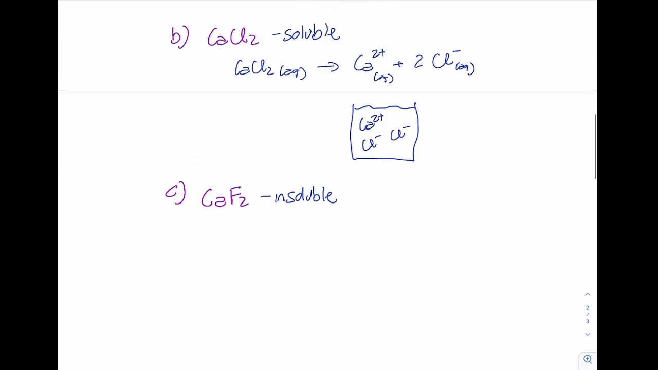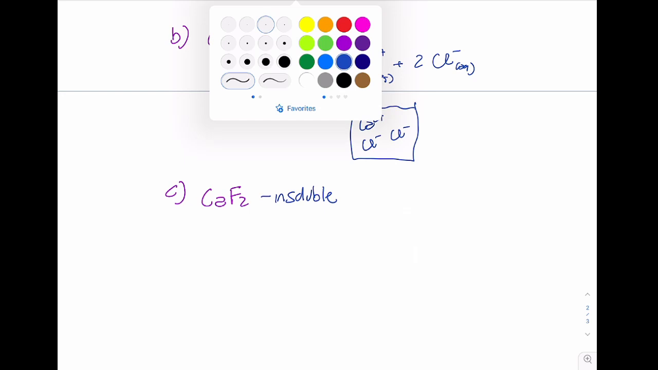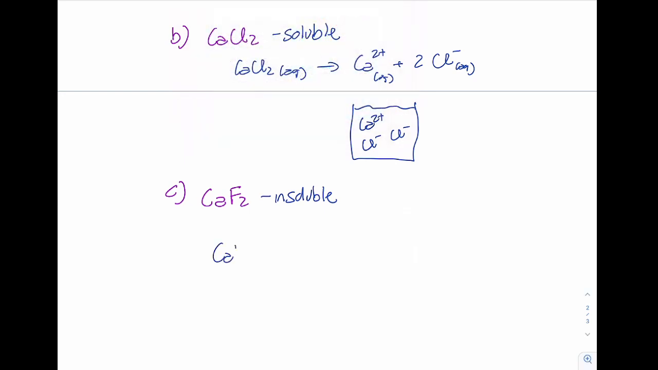And we can write equilibrium reactions for these. So I'm going to take my calcium fluoride. I'm going to put an S after it this time because it's solid. It's insoluble. Be really careful. If it's insoluble, it gets an S. If it's soluble, it gets an AQ. The S stands for solid, not soluble, so just be careful.